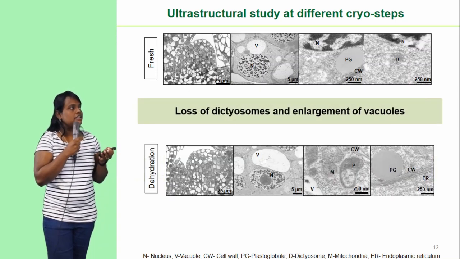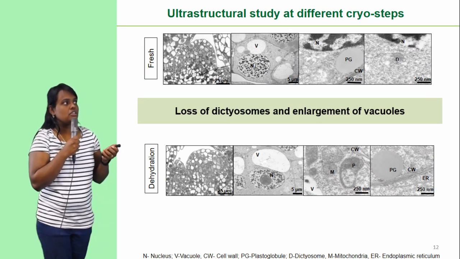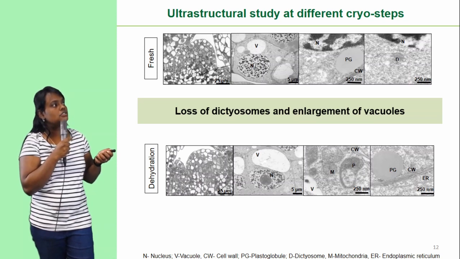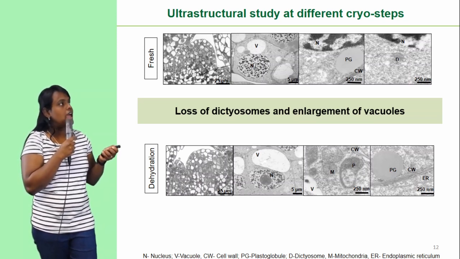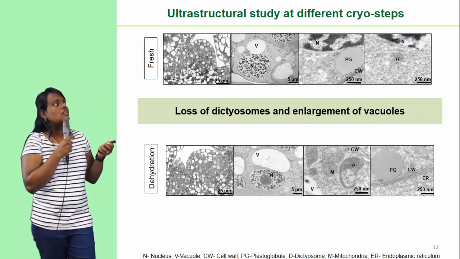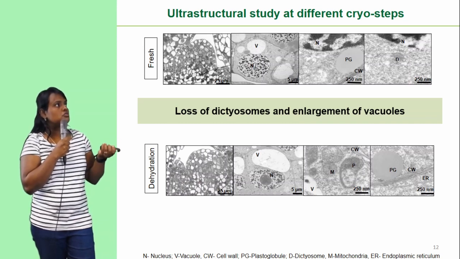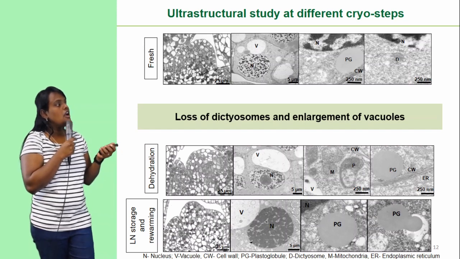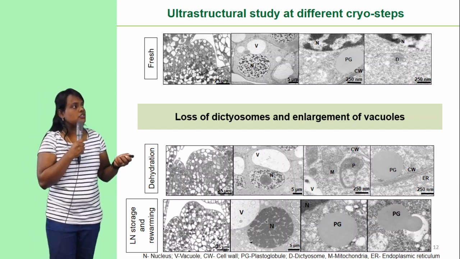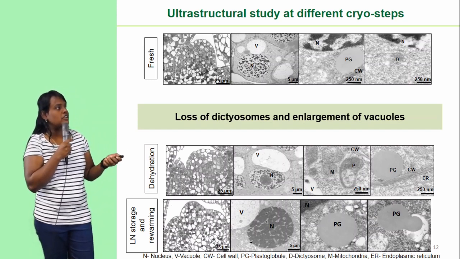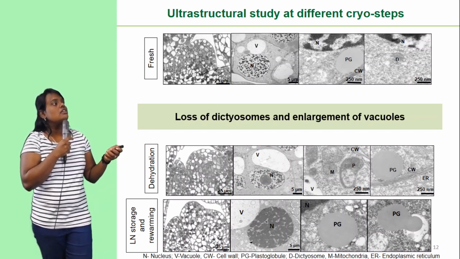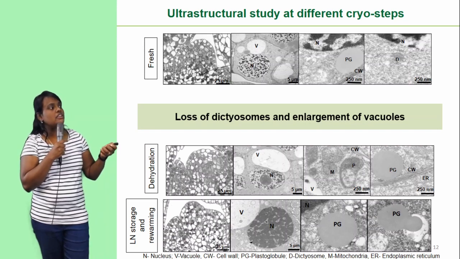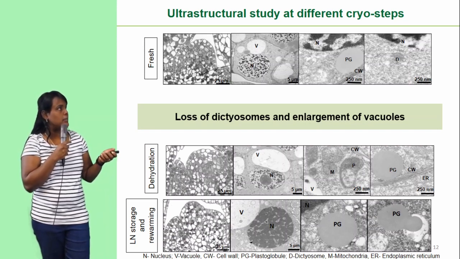And with dehydration, a few changes can be seen: the nuclei converge together into a heterochromatin nucleus, and the vacuole is getting bigger. So loss of dictyosomes and enlargement of vacuoles are noted. After liquid nitrogen treatment, in the overall apical shoot tip, we see a large vacuolar space. This can be that vacuoles are enlarging in size, and after freezing treatment, the nucleus is converged.